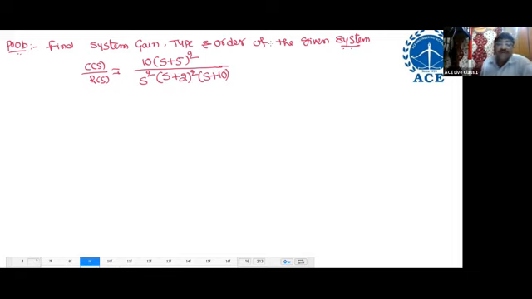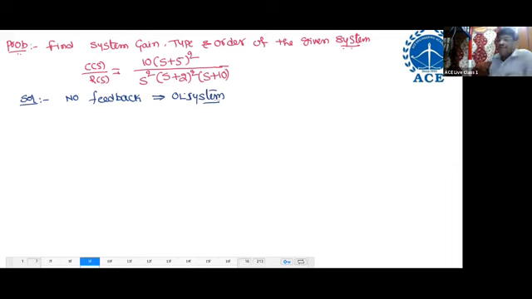Here the given system is what? Open loop system, because there is no word of feedback here. No feedback is mentioned. So no feedback means it is an open loop system.